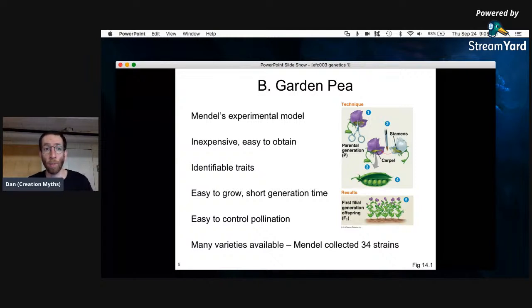And also conveniently, there were many varieties available, so Mendel ultimately collected 34 strains of garden peas and then was able to mix and match the traits in different ways to see how the inheritance pattern looked.